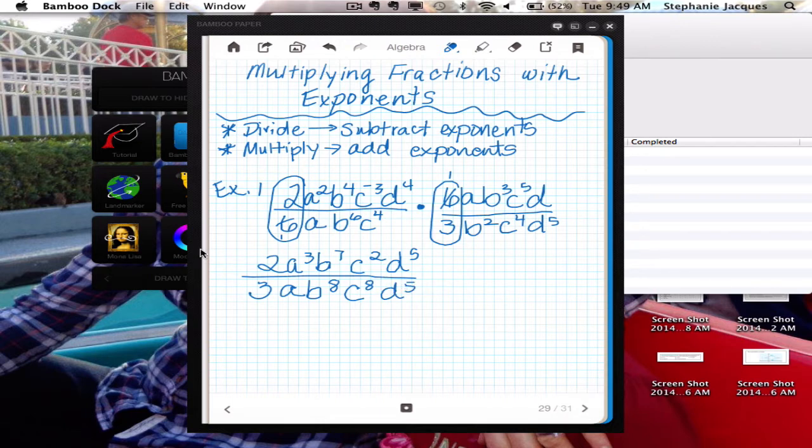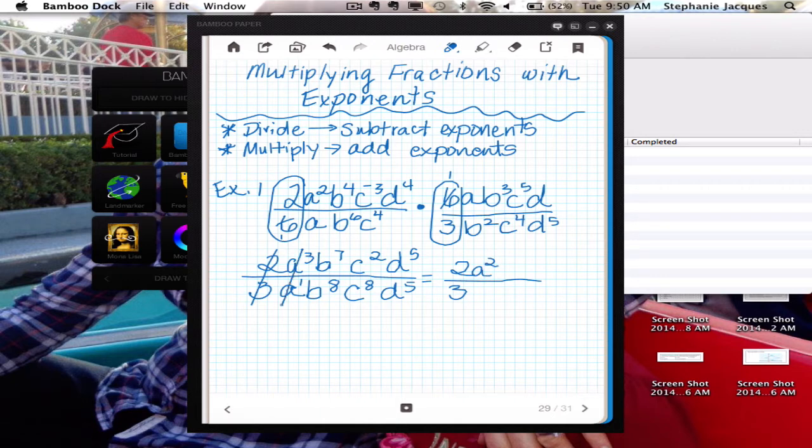Okay, so now let's do our division part of it. So 2/3, if you were to divide it, is not going to give you a whole number. So let's just leave it as 2/3. So I'm going to go like that and put a line. So I did my 2/3. Now I have 3 a's on top and 1 on bottom. So remember, you subtract 3 minus 1. So you have a to the 2nd. That's positive, so I'm going to put it up top.